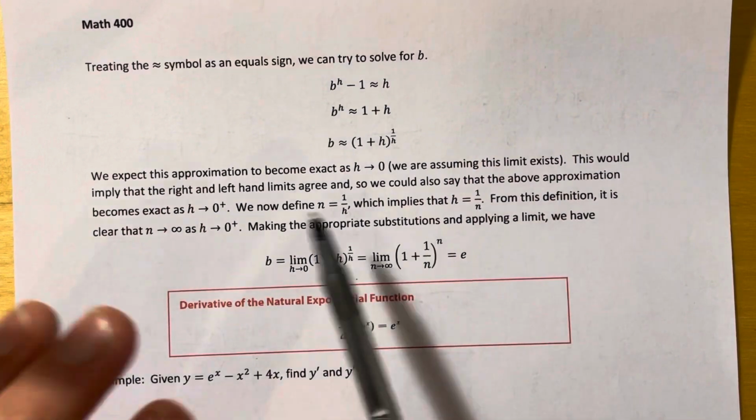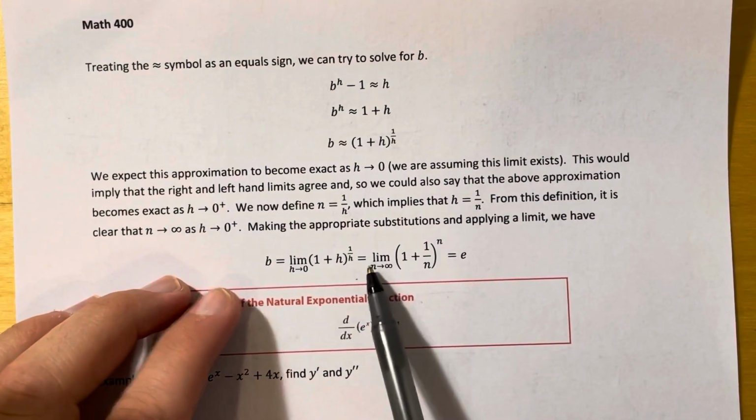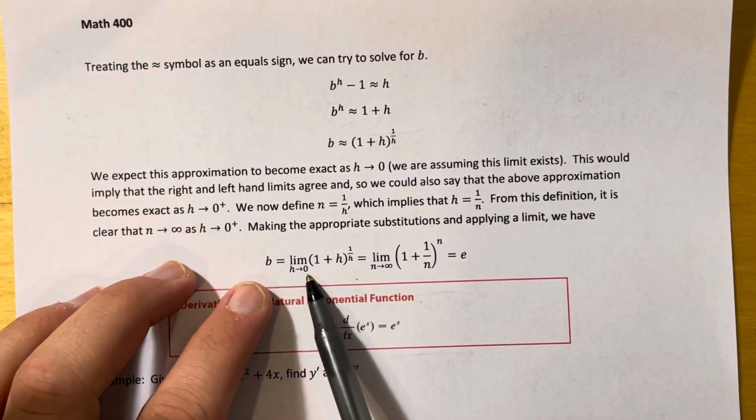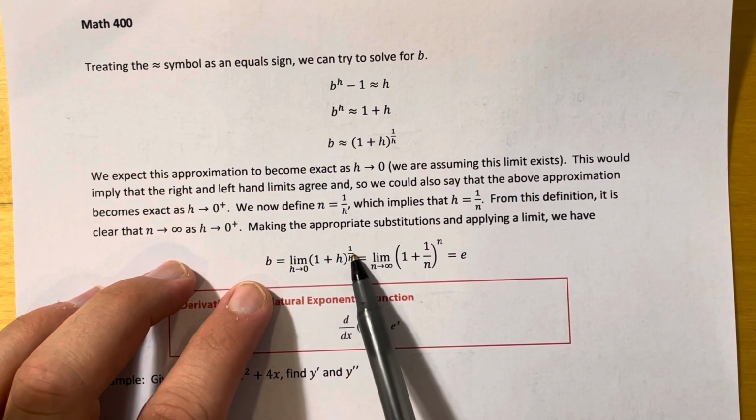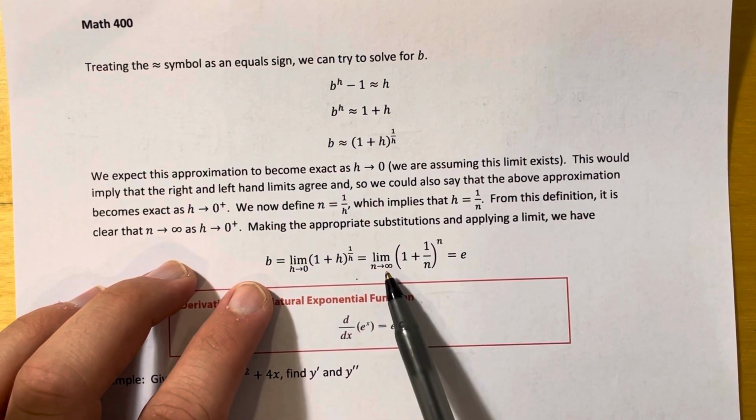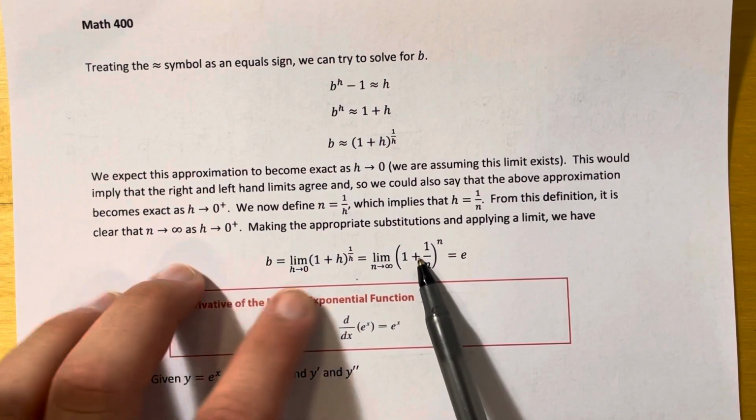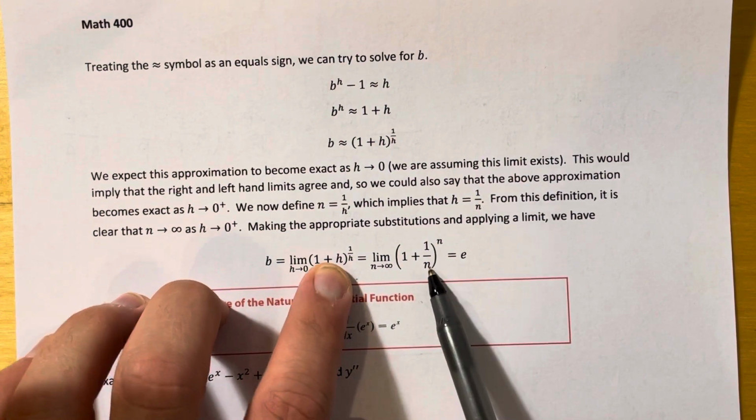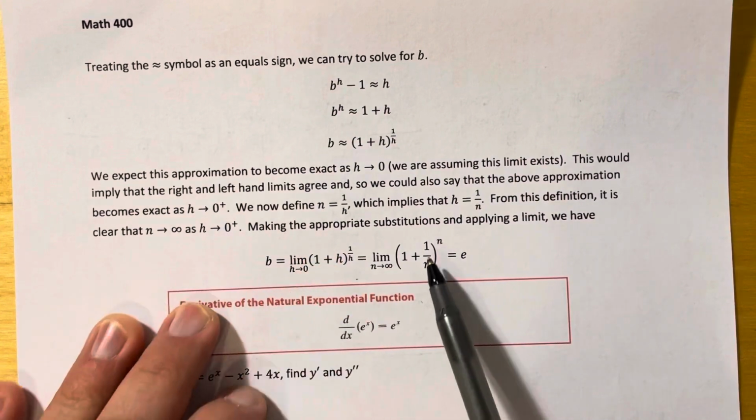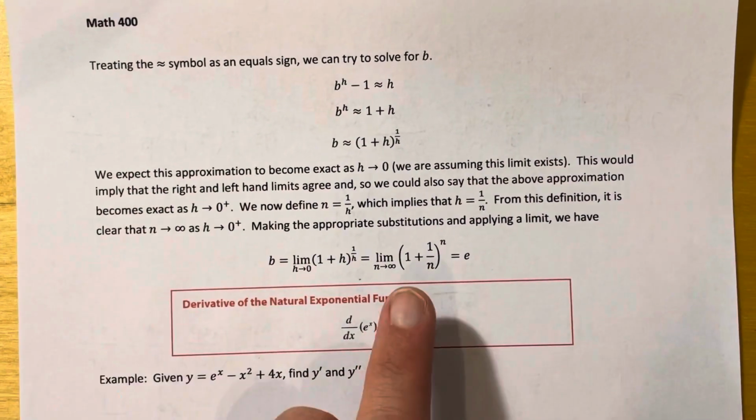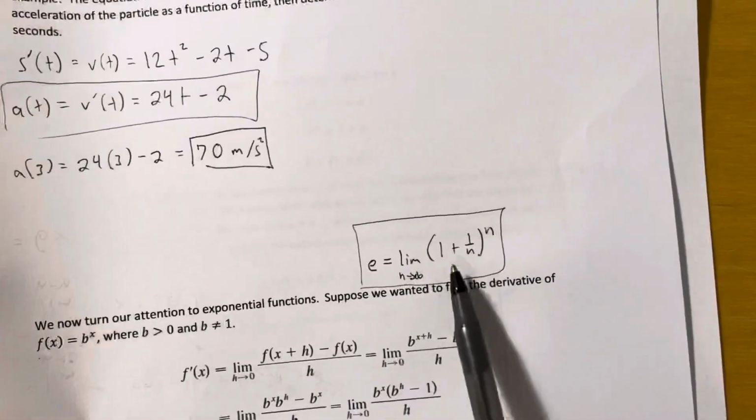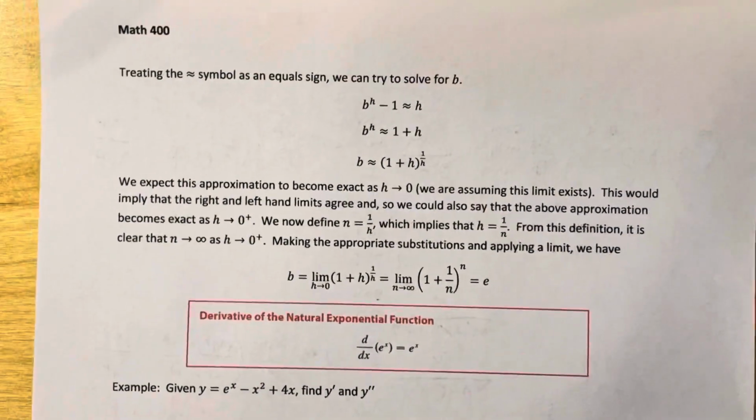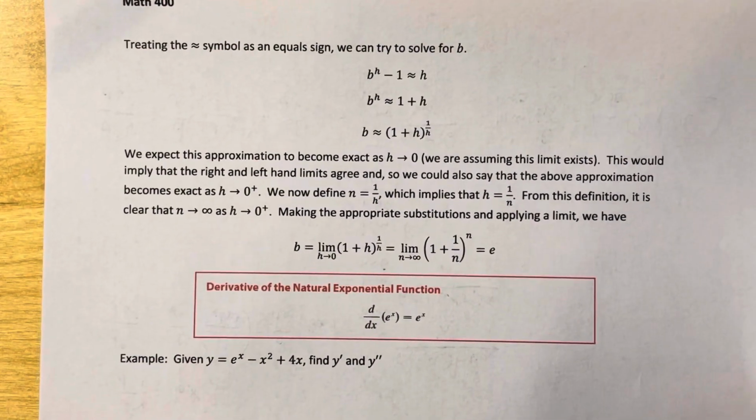That means if I want to deal with that limit, I can make a substitution. The limit as h approaches 0 of (1 plus h) to the 1 over h power, put in terms of n, is equal to the limit as n approaches infinity of 1 plus, now remember, h is the same thing as 1 over n, and 1 over h is the same thing as n. So there's where the substitutions come into play. But this is exactly how we define e. Okay? So that gives us some justification for this.